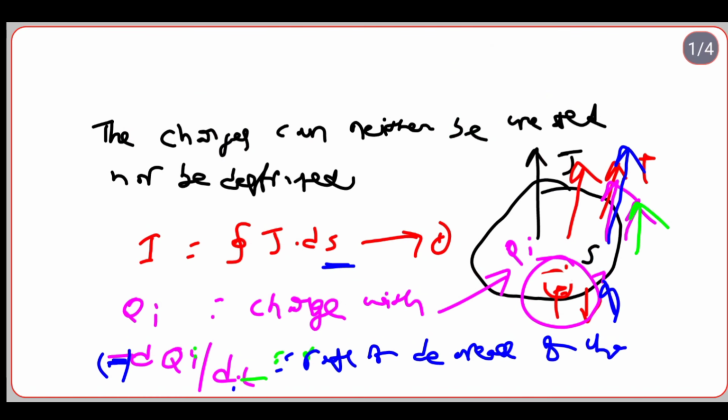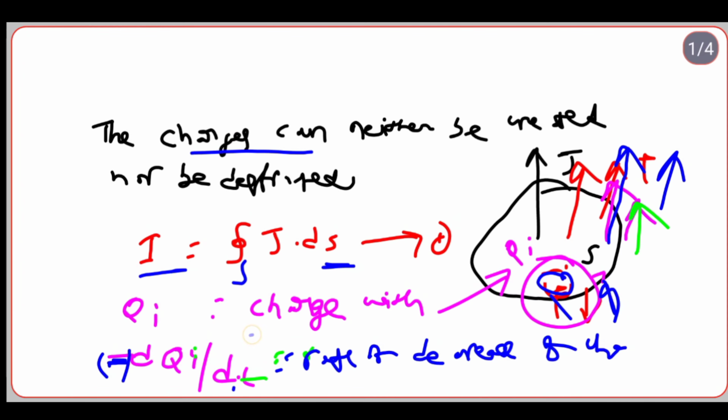The continuity equation, or current continuity equation, can be described as: charge can neither be created nor destroyed. According to the surface area, whatever charge is leaving, the same amount of charge will be decreased inside the surface. The total current passing through a surface area with current density J, then the total current crossing the surface is given by I equals surface integral J dot dS. Already we saw this equation.